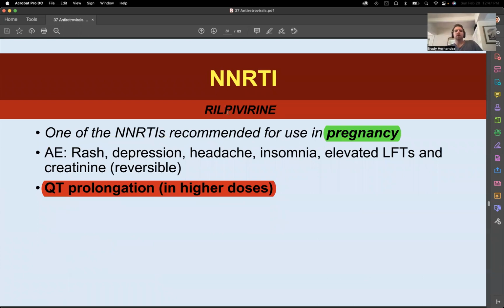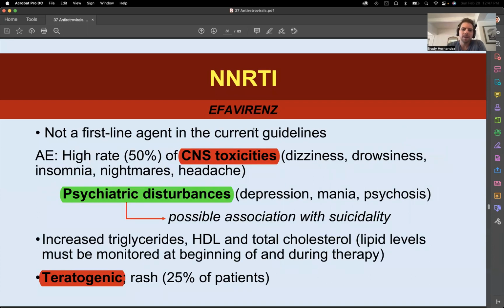Rilpivirine can be used in pregnancy, could cause QT prolongation, but anytime there's something that stands out for pregnancy, you want to commit that to memory. Efavirenz, CNS toxicity, psychiatric disturbances, I believe that is testable, right?